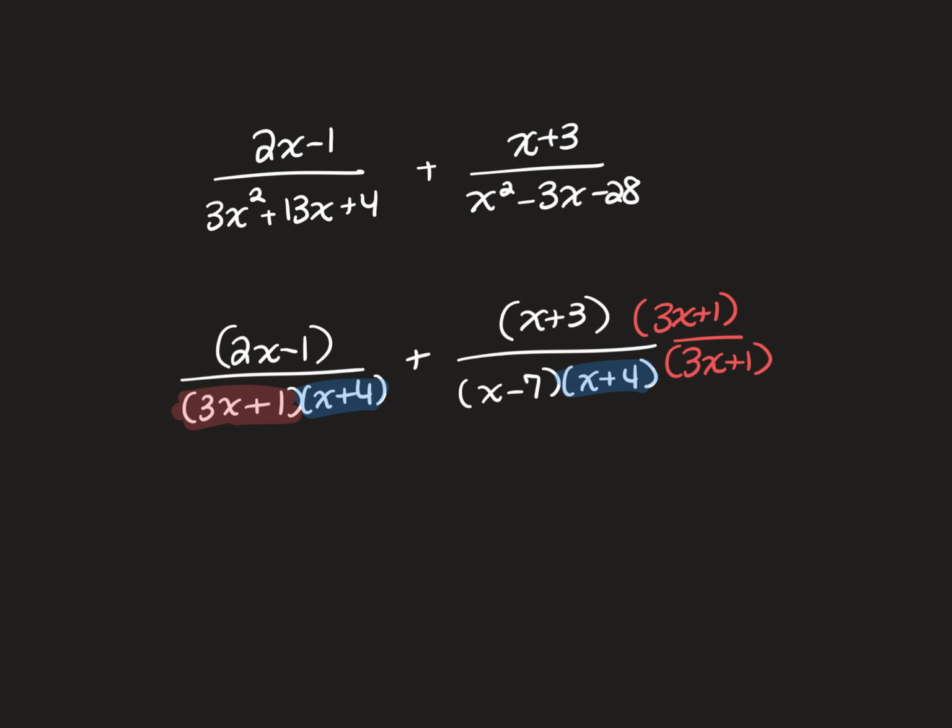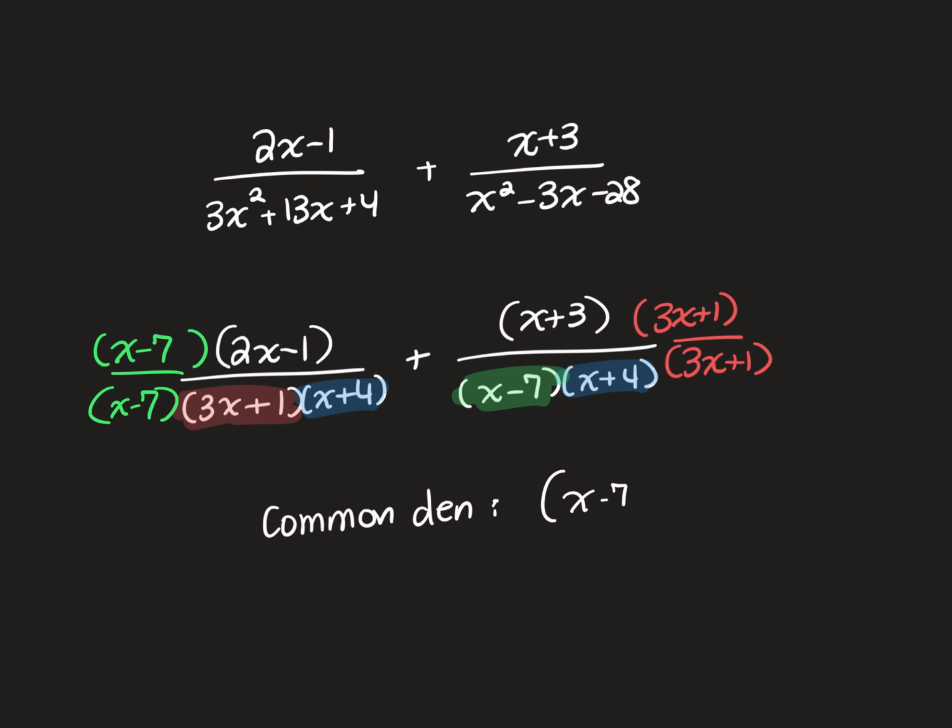And then I notice that in my second fraction, I've got an x minus 7. Well, I don't see that in my first fraction, so I'm going to have to multiply that first fraction by (x minus 7) over (x minus 7). So my common denominator is actually (x minus 7) times (3x plus 1) times (x plus 4).